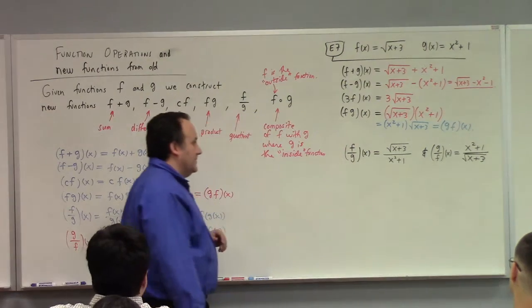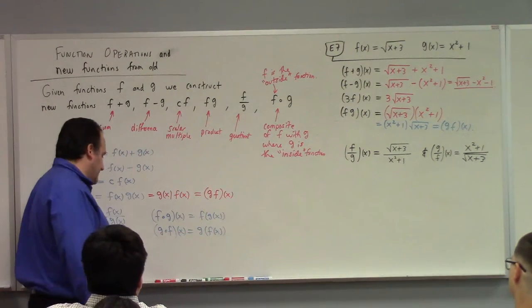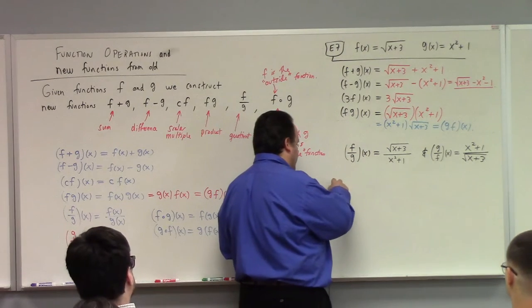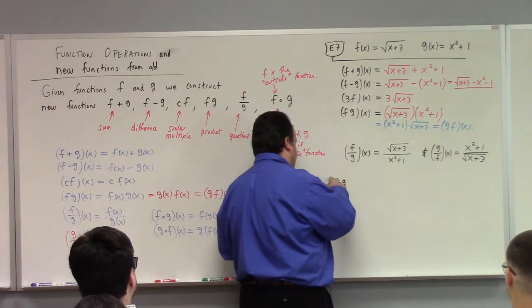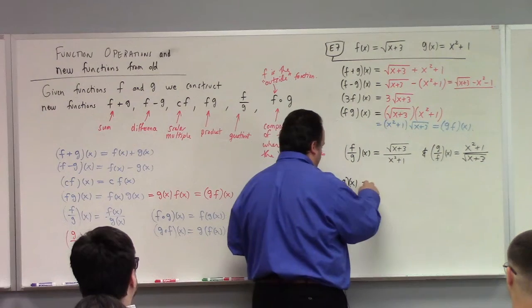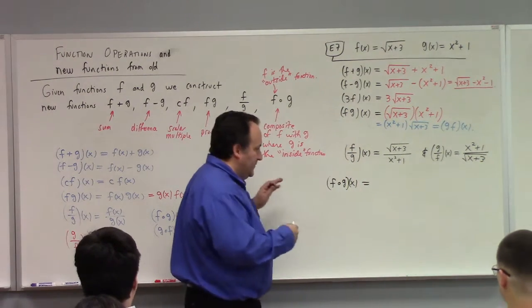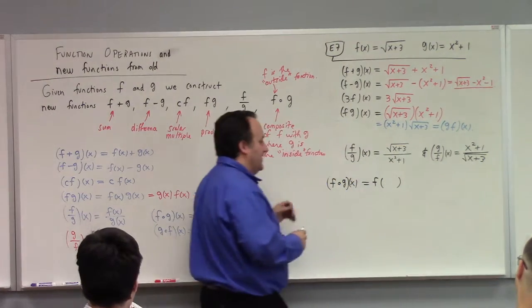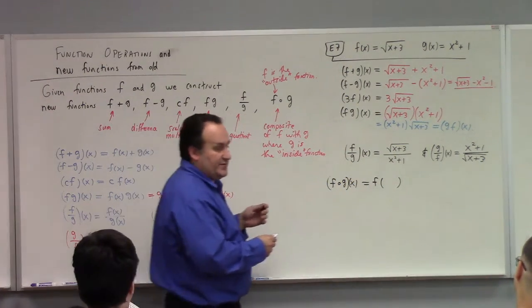So how about composition? So f composed with g of x, how does that work? All right, so this would mean f of g of x, right? f of g of x. What is g of x here? It's x squared plus 1, yeah?